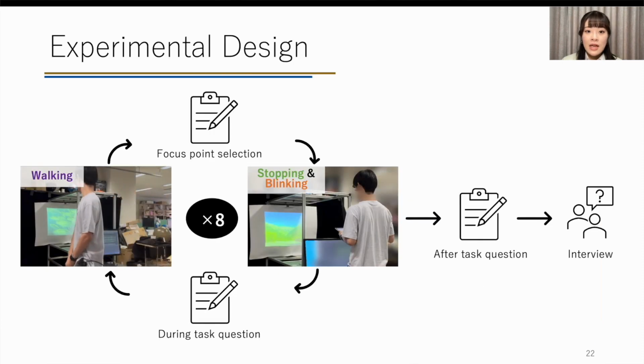I'll describe the experimental design. First, participants observed an image while walking and then answered the points to which they directed their attention in the image. Participants then stopped in front of the projector to answer questions about the difference in vision between walking and stopping. They also answered questions about the difference between blinking and not blinking. These questions were asked using a Likert scale.